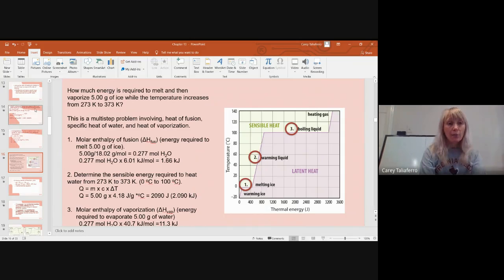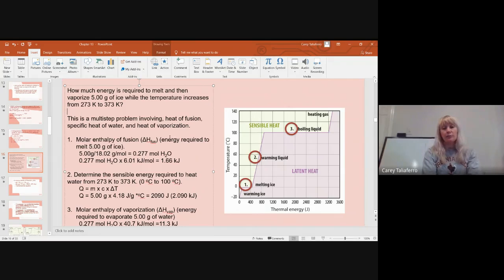All right, how much energy is required to melt and then vaporize 5 grams of ice while the temperature increases from 273 Kelvin or 0 degrees Celsius to 373 Kelvin or 100 degrees Celsius, so the freezing point and the boiling point of water. All right, so here we go.